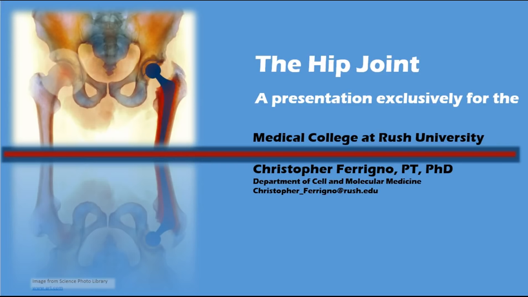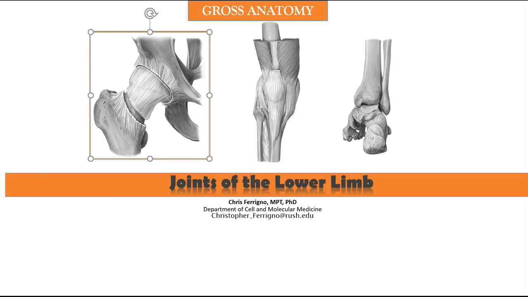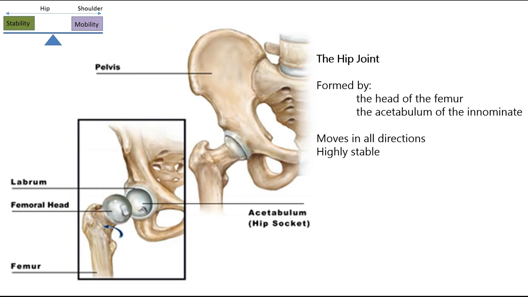In this video, we'll be discussing the hip joint. This will be the first of three discussions on the joints of the lower extremity. Let's start with a broad overview of the hip joint, which is formed by the articulation between the femoral head of the femur within a relatively deep acetabular hip socket, as we see here.